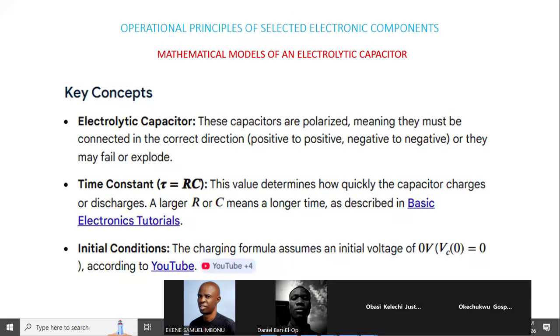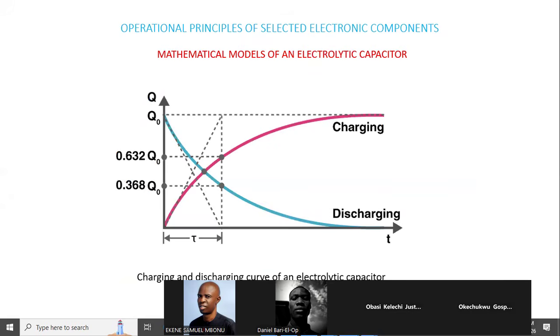We've discussed this. So this is the pictorial representation of what I've been saying about capacitors. This is the charging curve. This is the discharging curve. This is the time constant. This point is the time constant for the charging curve. This point is the time constant for the discharging curve.